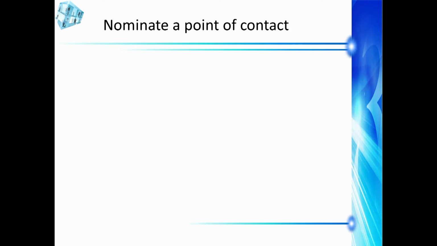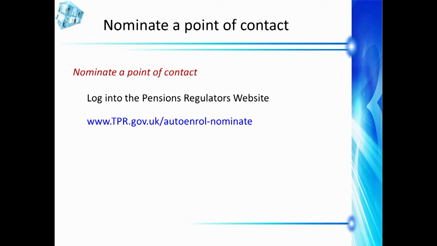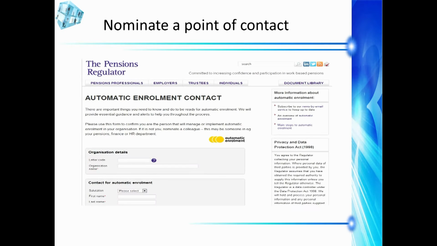Nominating a point of contact at the pensions regulator. If you go onto the pensions regulator, which is tpr.gov.uk, and go into the Auto Enrol Nominate, this will allow you to nominate a point of contact within your company. 12 months from your staging date and 3 months from your staging date, the pensions regulator will send you a letter advising you of the fact that you need to auto enrol. That letter has a unique letter code that identifies your company.